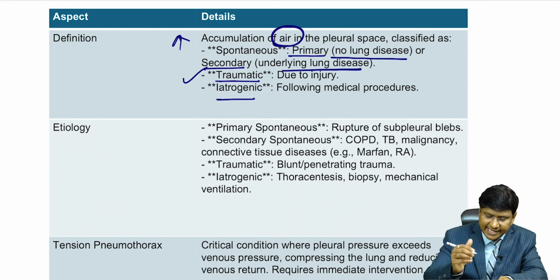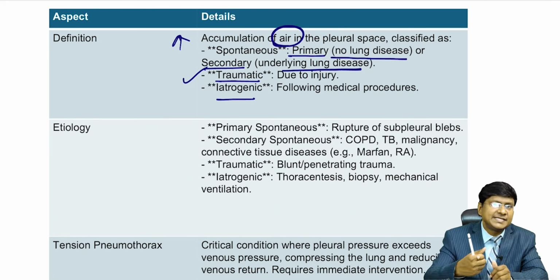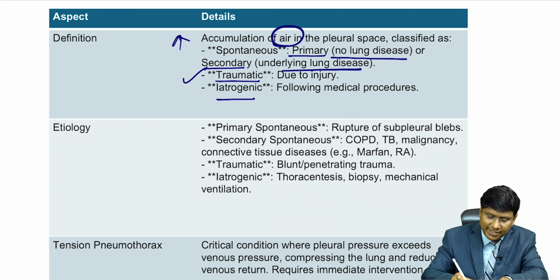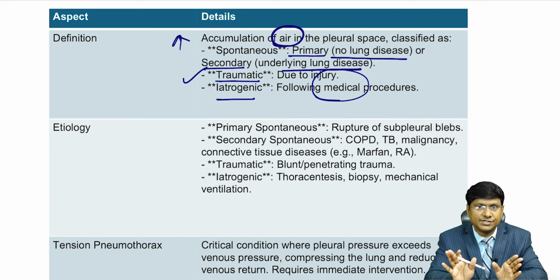Next important is the iatrogenic. So that is what I was discussing. Traumatic pneumothorax can be secondary to procedures, or it can be secondary to a chest trauma or blunt trauma to the chest. And if you take this iatrogenic, that is following the medical procedures, okay.